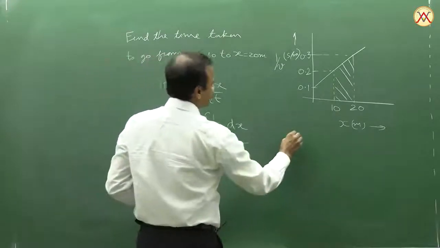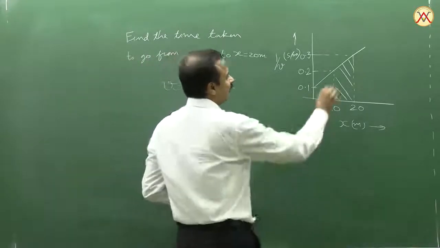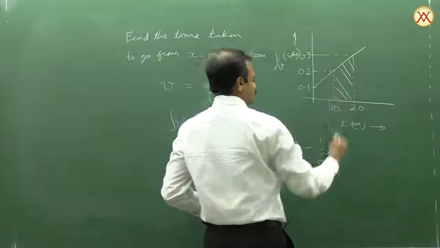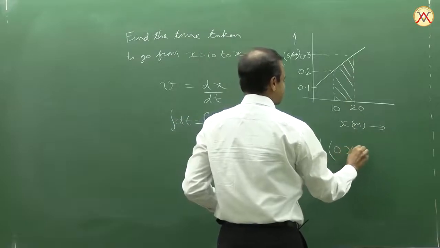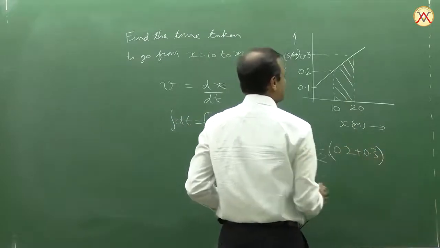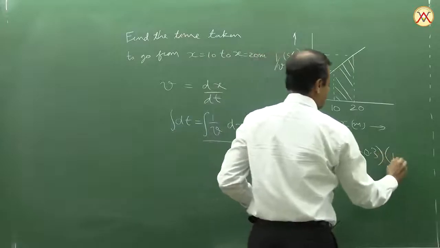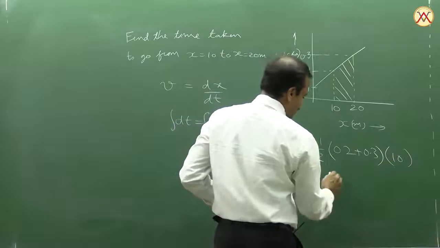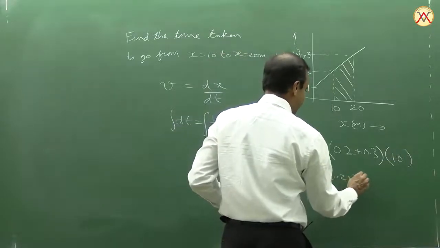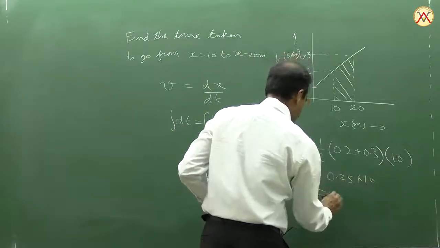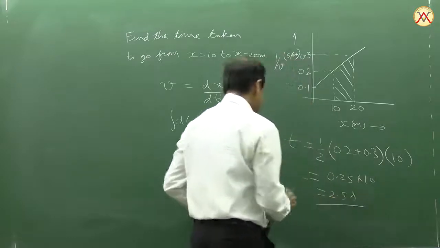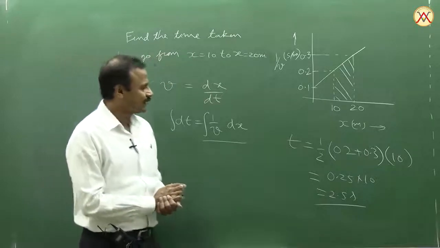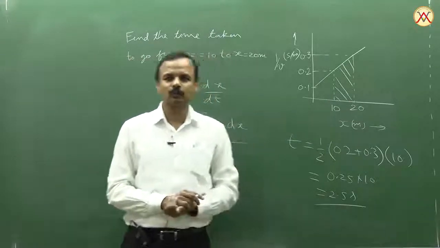So the required answer for time, we can get it from the graph: the area of the trapezium, half of 0.2 plus 0.3 multiplied by the width, which is 10. So this will be 0.25 into 10, or you can say 2.5 seconds. So this is the required answer for time taken to go from 10 to 20 meters.